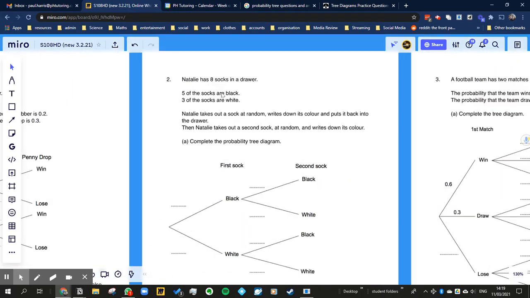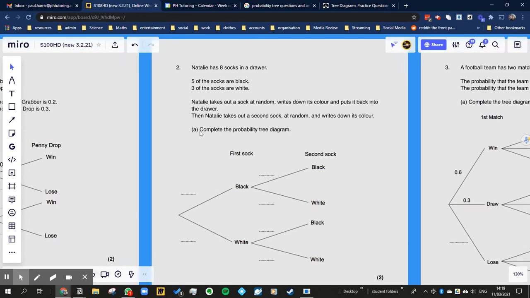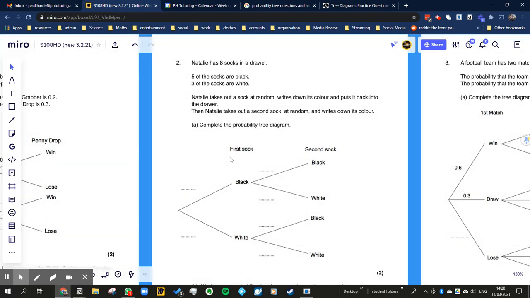Natalie has 8 socks in a drawer, so 5 are black, 3 are white. So the probability of getting a black sock is clearly going to be 5 out of 8, 3 out of 8 for a white sock. Now look what it says. Natalie takes out a sock at random, writes down its colour and puts it back in the drawer. If she didn't put it back in the drawer, what would it look like?